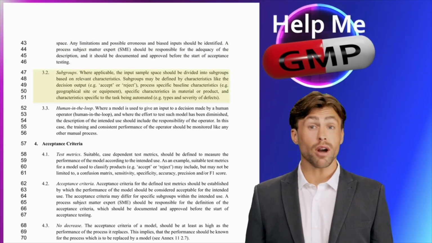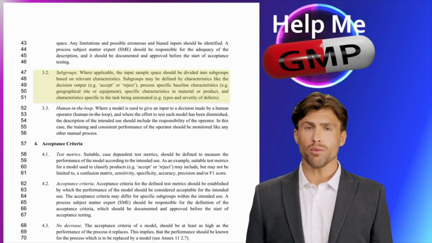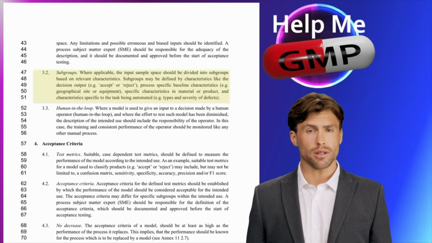Subgroups. Where applicable, the input sample space should be divided into subgroups based on relevant characteristics. Subgroups may be defined by characteristics like the decision output, e.g. accept or reject, process-specific baseline characteristics, e.g. geographical site or equipment, specific characteristics in material or product, and characteristics specific to the task being automated, e.g. types and severity of defects.